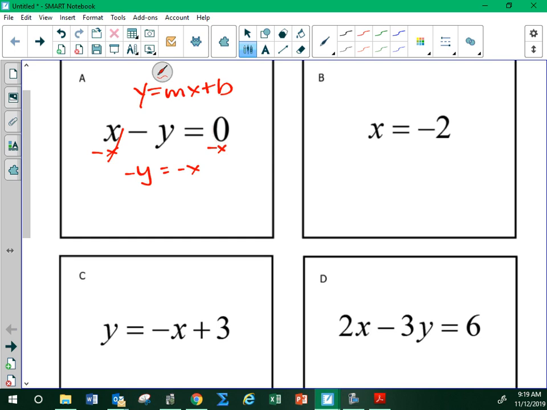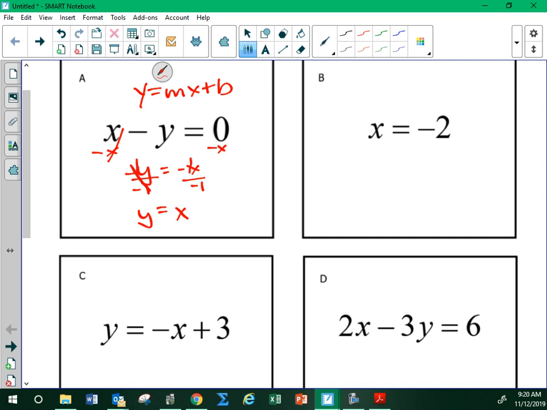Okay. Now again, I need to have y completely alone. So if I have negative 1 times y, I just divide by negative 1 on both sides. I get y equals, same thing as a negative 1 here. Negative 1 divided by negative 1 is a positive 1 x. Alright, so my equation is y equals x.